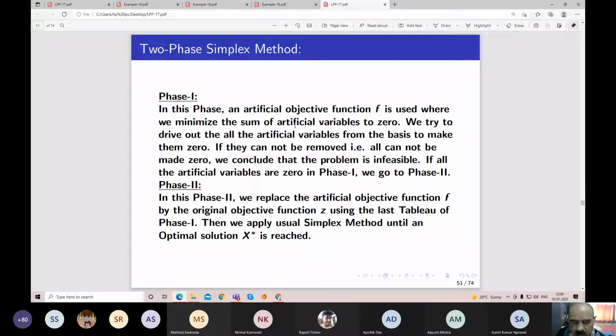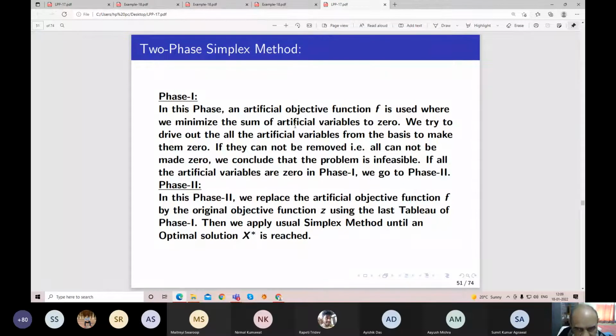What is the value of the artificial variable? The artificial variable values are non-negative. The minimum value of the artificial variable equals 0. If there are a few artificial variables, maybe 2, 3, 4, that depends on the problem. So a sum of the artificial variables equal to 0 means all have to be 0. Every artificial variable we want to make 0. The total sum we want to make 0.